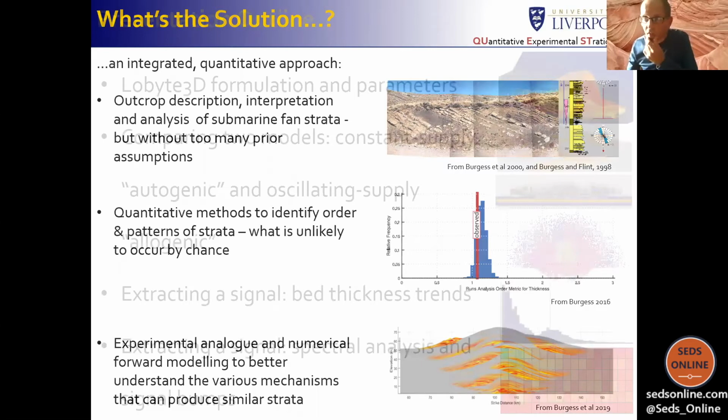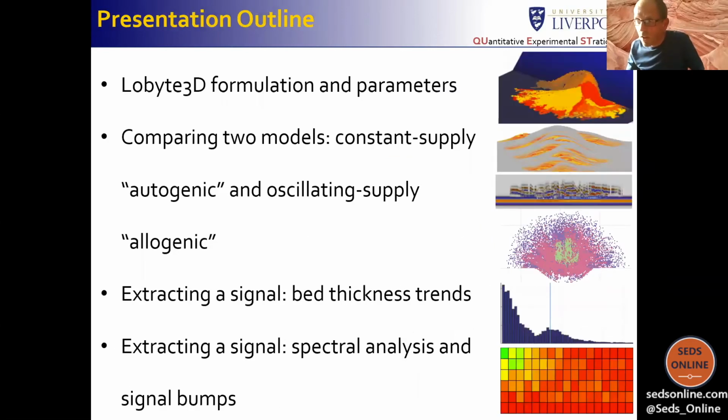And I'm going to show you an example of essentially following that kind of workflow to try and explain something like the outcrop example that I started with. So the talk outline: I'm going to talk a little bit about this model, Lobyte3D, how it's formulated, what parameters we put into it. I'm going to compare two different model runs from Lobyte3D, one with a signal and one without an external signal. We're going to look at two different ways to extract that signal and analyze it. One is to do with bed thickness trends. The other one is to do with spectral analysis and a particular phenomenon that comes from that we've referred to as a signal bump, which I will explain.